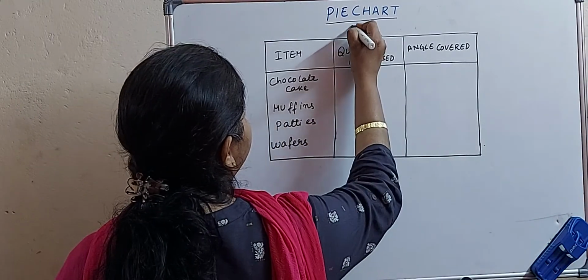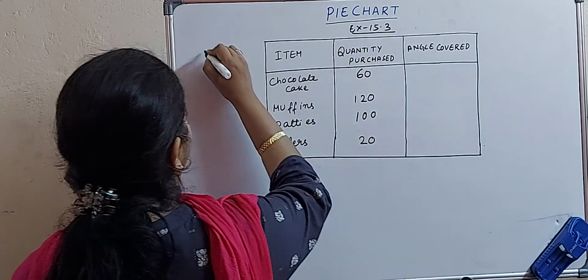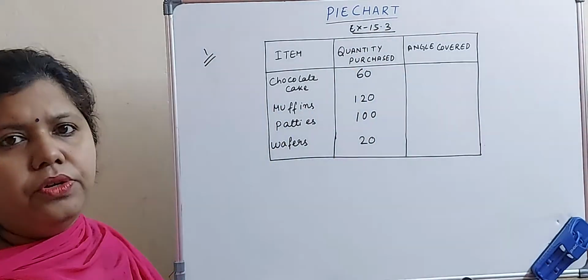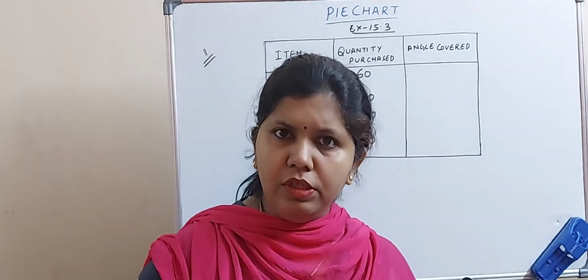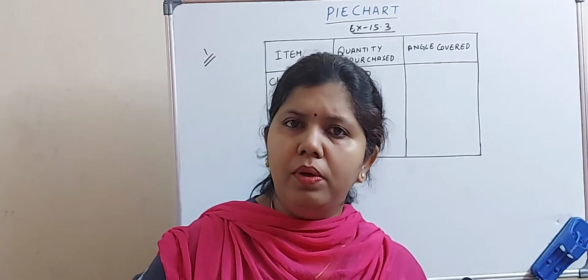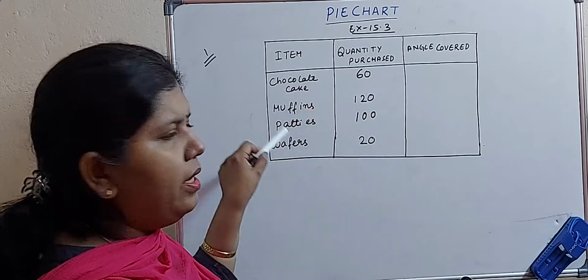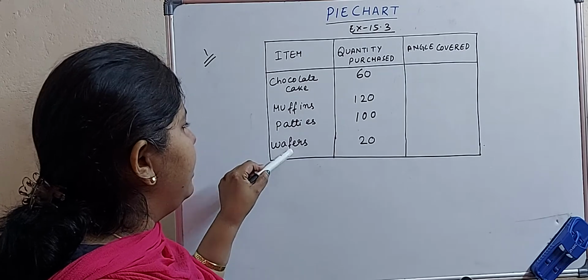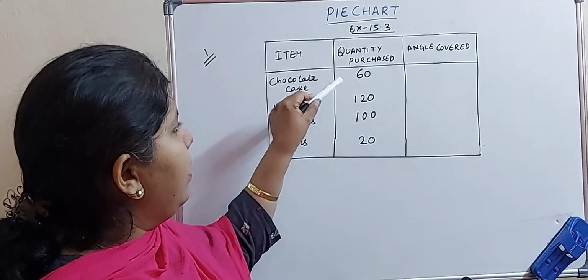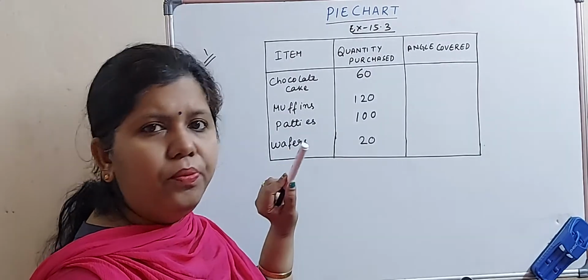First, let us read the question. A coffee shop purchased some items for the shop. The items are given in a table format. The items are chocolate cake, muffins, patties and wafers. And how much quantity is purchased of each item is also provided.